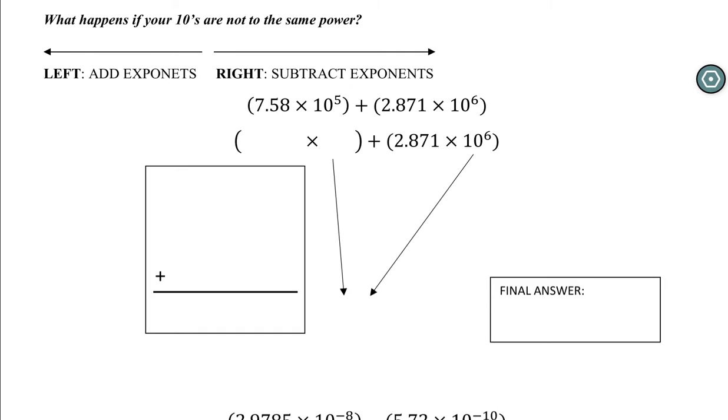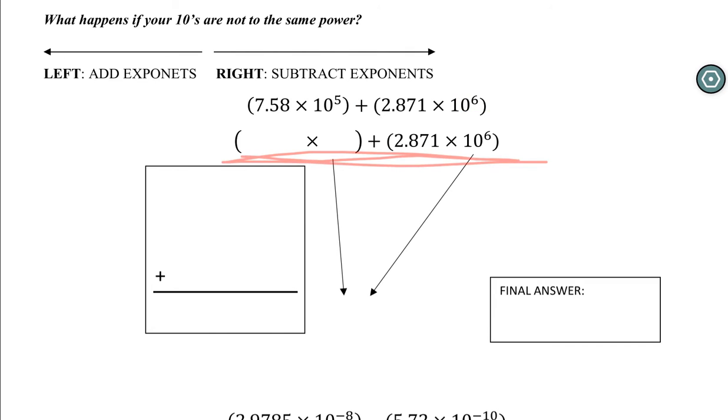we have 7.58 times 10 to the power of 5, and then 2.871 times 10 to the power of 6. 5 and 6 are obviously not the same number, so we can't just add these. What we need to do is either make the 5 into a 6, or make the 6 into a 5.